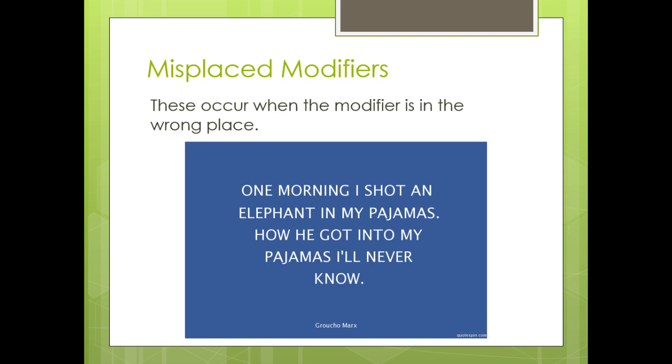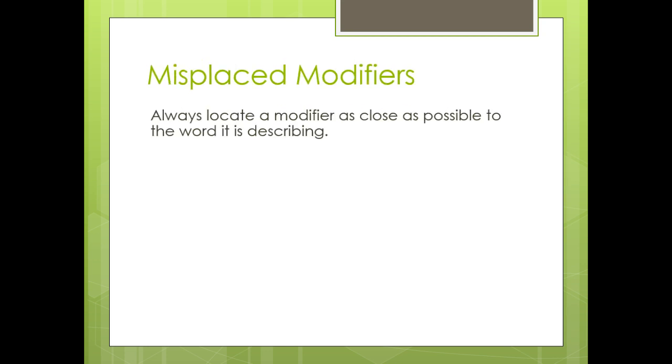And here's a famous example from Groucho Marx. One morning I shot an elephant in my pajamas. How he got into my pajamas, I'll never know. So if you look at that first sentence, it looks as if the elephant is wearing the speaker's pajamas, and that's what makes this joke funny. So to get around that, you're always going to locate the modifier as close as possible to the word that it's describing.